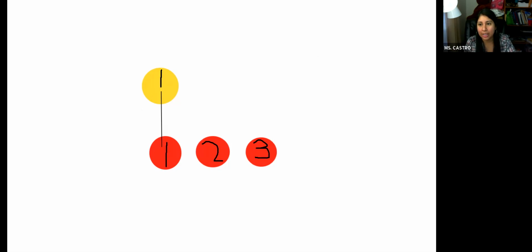Which one is the number that's smaller? Which one is the group that has less? Is 1 less or is 3 less? Riley, go ahead and help us out. Which one is the one that's less?